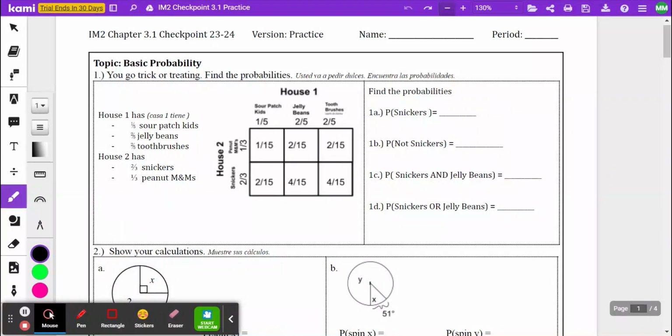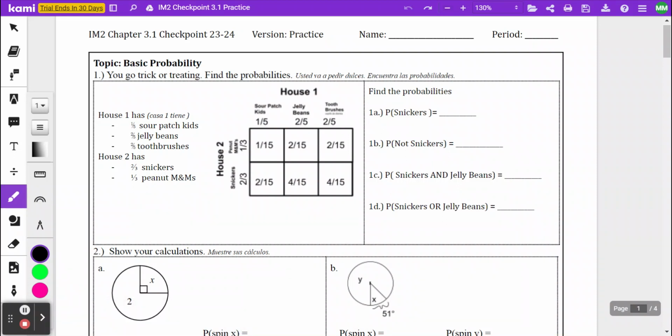Hi everybody, this is Miss McClellan here to go over our IM2 Checkpoint 3.1 practice version. The first topic is basic probability.